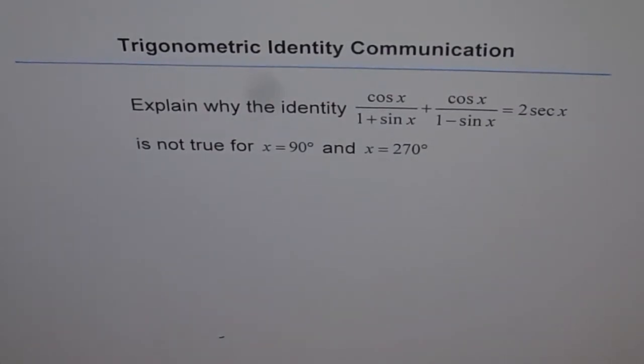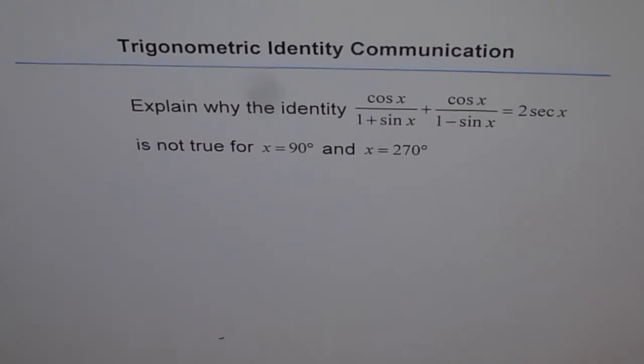Trigonometric identity communication question. Explain why the identity cos x divided by 1 plus sin x plus cos x divided by 1 minus sin x equals 2 secant x is not true for x equals 90 and x equals 270.